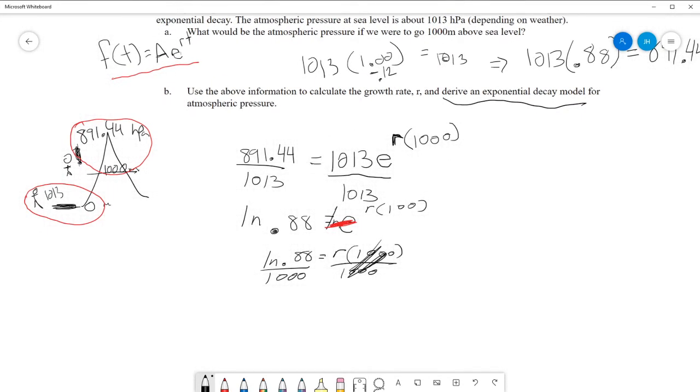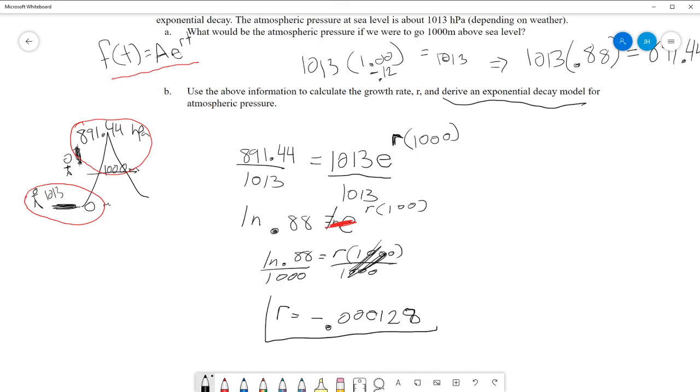Okay, so in the end, we got the natural log of 0.88 divided by 1,000. Let's calculate that with our calculator. And the answer we get is actually extremely small. So we get r is equal to negative 0.000127. Oh, that 7 should round up to an 8.